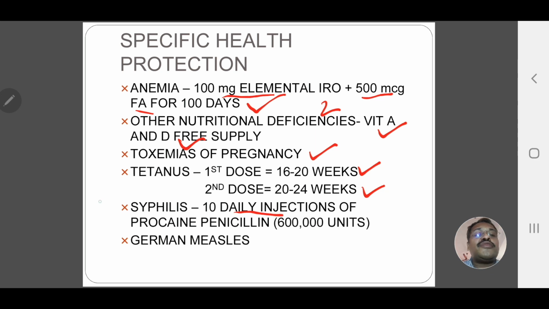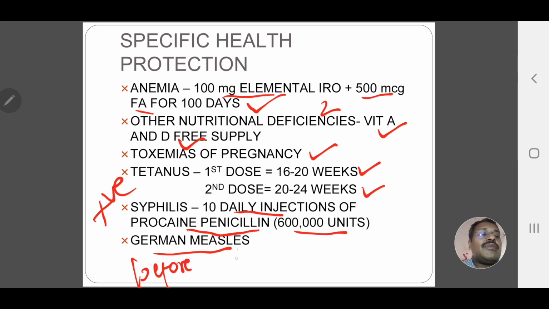If the mother is positive for syphilis, we have to give procaine penicillin 6 lakh units, 10 doses daily. And then German measles: before pregnancy itself, we have to vaccinate the mother with the rubella vaccine. We cannot give the vaccine after pregnancy. So this is before pregnancy.